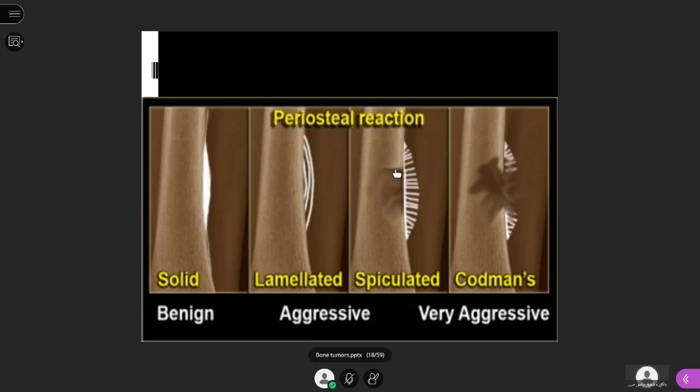Then comes the sunburst type of periosteal reaction. This is called sun ray appearance or sunburst, where the bony spicules are perpendicular to the long axis of the bone, at right angle. Then comes the Codman's triangle, where the edges of the periosteum are raised, while the base is flattened. So the edges make an angle with the base. If both the edges are elevated, it will form a triangular appearance. So this is called Codman's triangle.